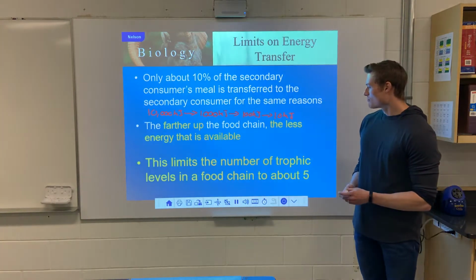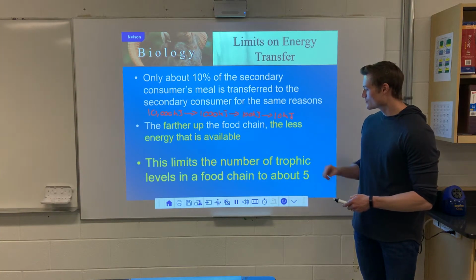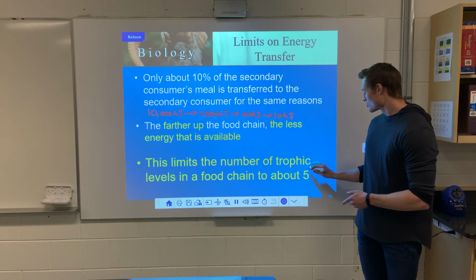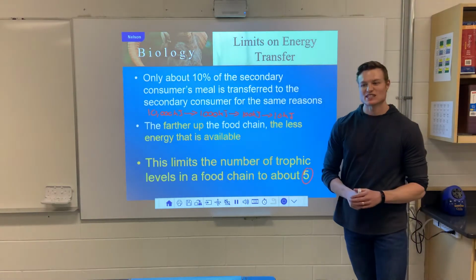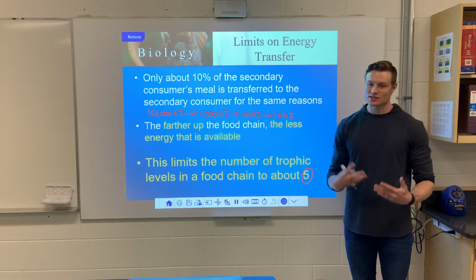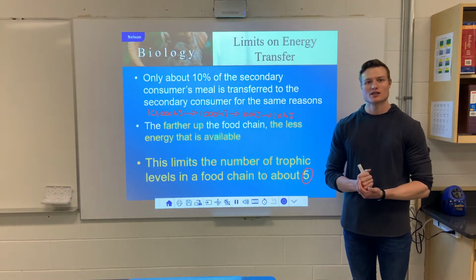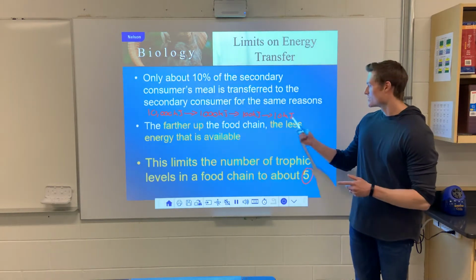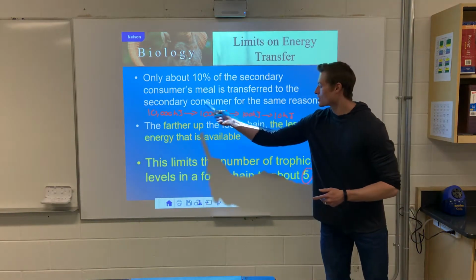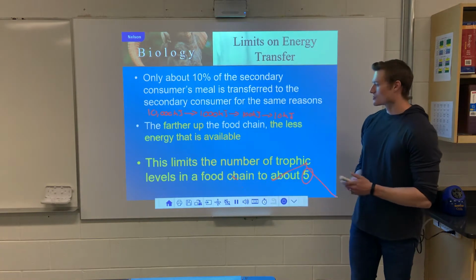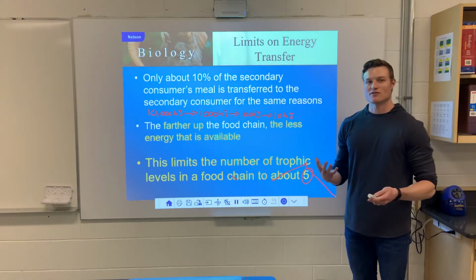This is why most food chains and food webs are limited to about 5 trophic levels. That's kind of the limit. Not a rule. Sometimes we can go a little past that, but mostly 5 is going to be our limit because, as you can see here, you're going to run out of energy. Right? Eventually, there's just not enough energy available.